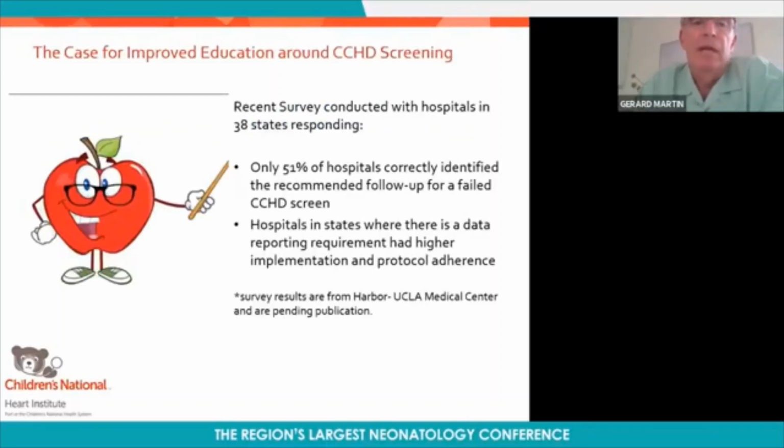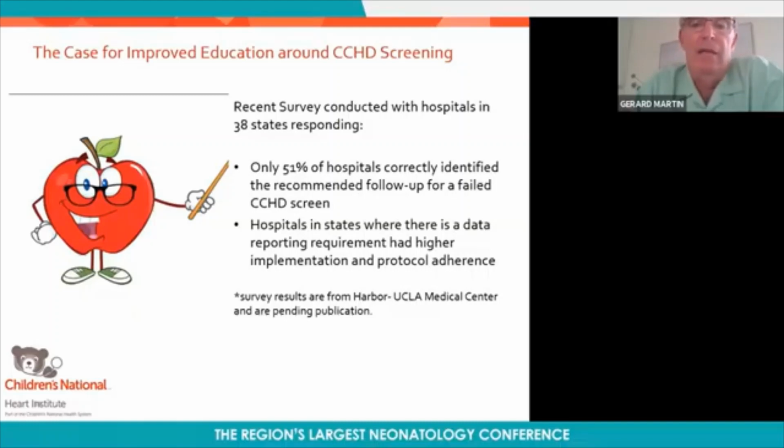Our expert panel thought there was a case for improving education, not only in the United States, but around the world. What we found in a survey that was done with our colleagues at Harvard UCLA Medical Center was that about 51% of hospitals identified that they were not able to always follow the recommendation for a failed screen.